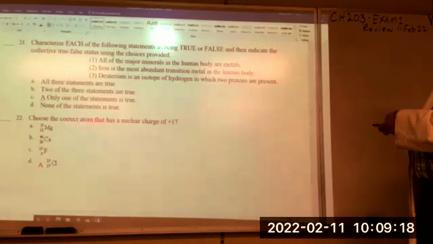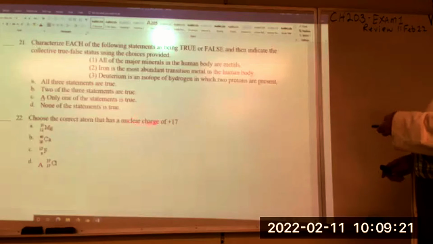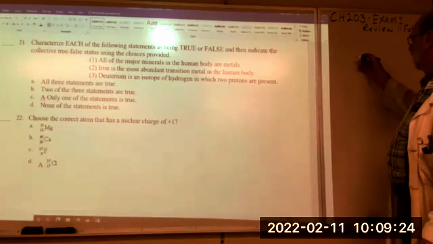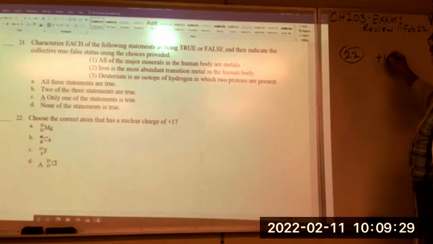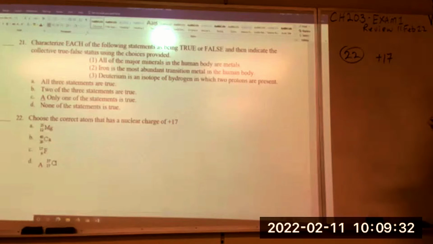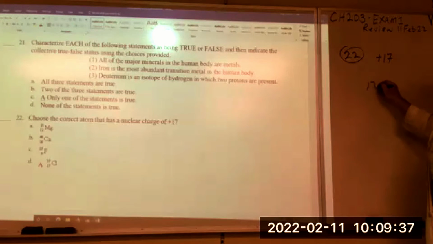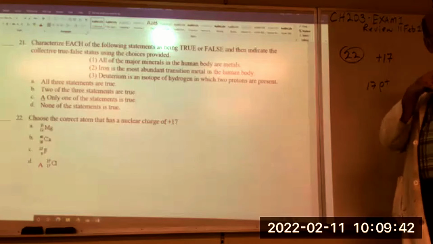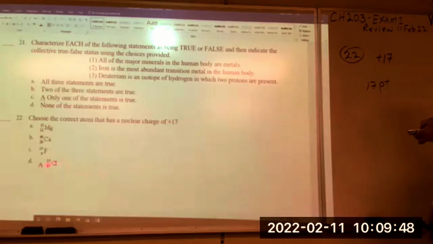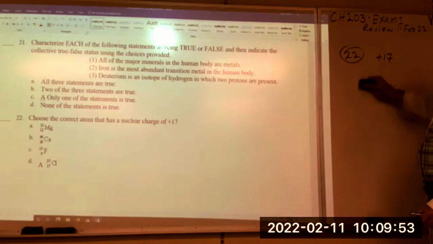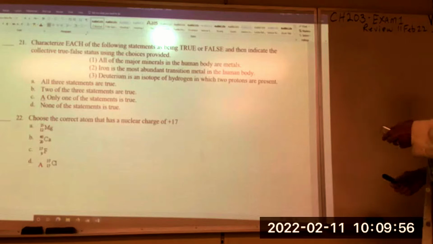Choose the correct atom that has a nuclear charge of plus 17. A nuclear charge of plus 17. So what does that mean? That means 17 protons. Which one has 17 protons? If you're only talking about the nucleus, then yeah, it's charged, depending on how many protons. So 17 would be chlorine, wouldn't it? We just talked about that. All right.